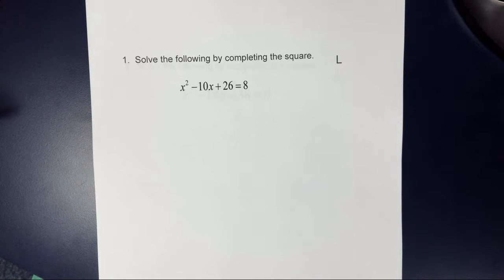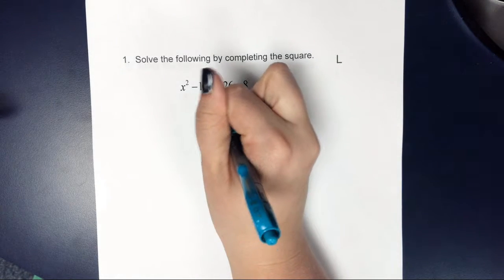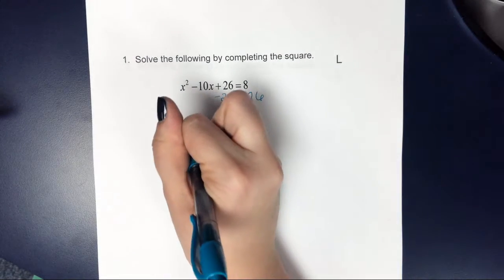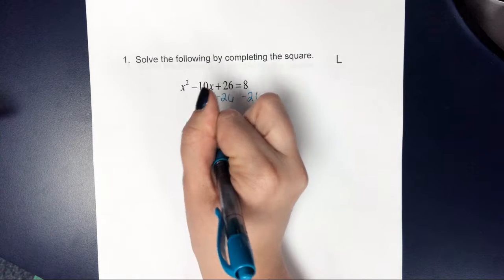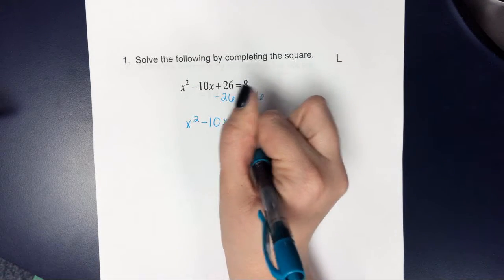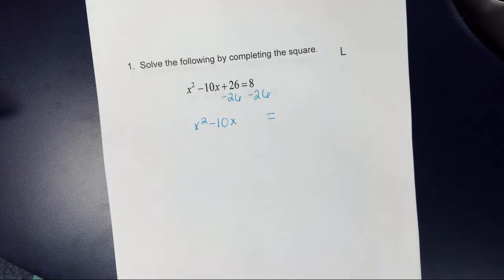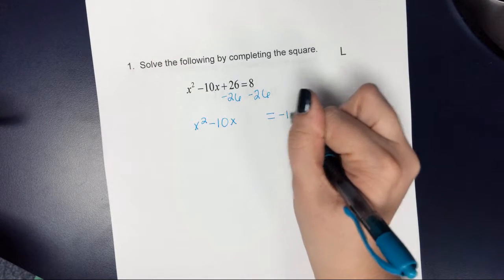So number 1, we want to solve this by completing the square. Remember, step number 1 when we're solving by completing the square is to make sure that the variable terms are on one side and the constants are on the other. So I need to get this 26 to the other side. I'm going to subtract 26. So I have x squared minus 10x, and that's going to be equal to, remember I'm purposely leaving a space there, 8 minus 26, which is negative 18.